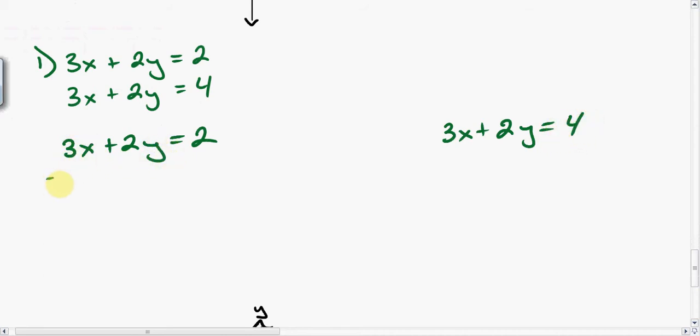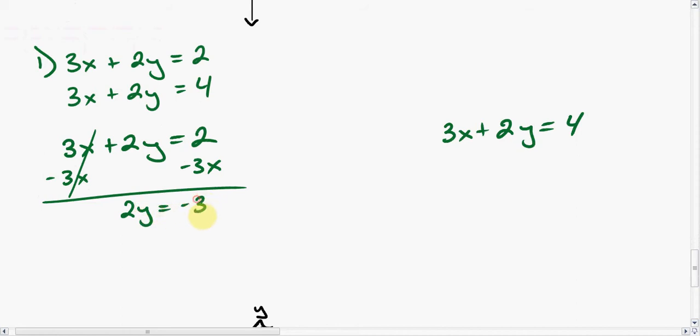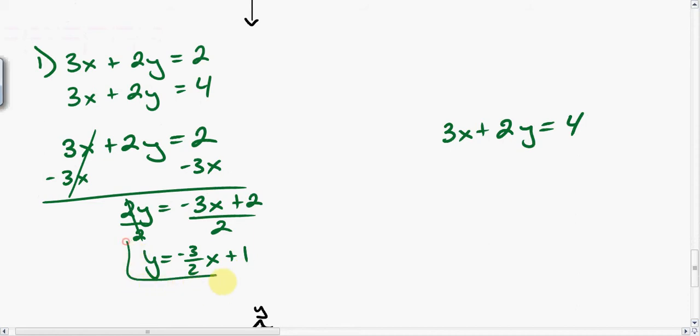So I've got positive 3x, so I'm going to subtract 3x from each side. 3x minus 3x is 0, and I've got 2y equals negative 3x plus 2. Divide both sides by 2. And we can see y equals negative 3 halves x plus 1. That's the first equation we're going to graph.